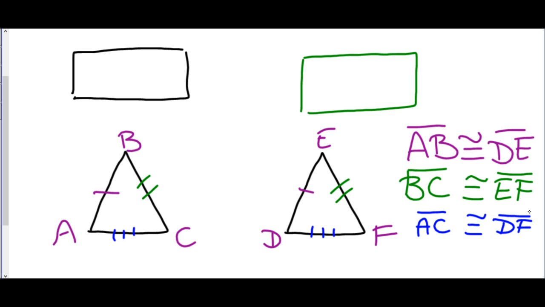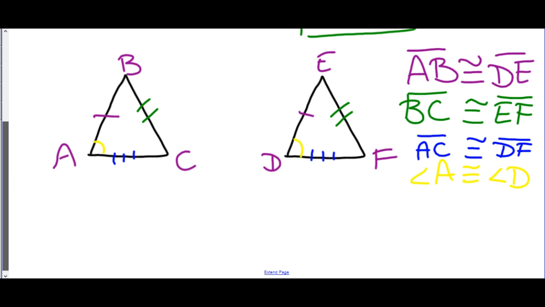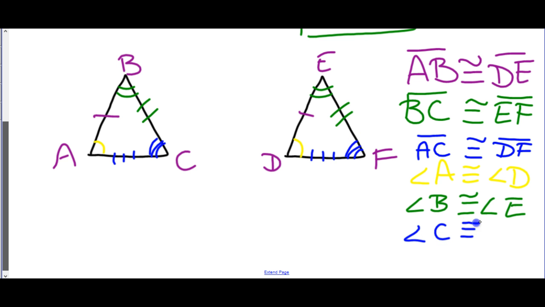What about all the angles? We also have to mark the angles and see if those match. The only way this is congruent is if all the sides are the same and all the angles are the same. So if I put that little kind of circle thing, then that's saying angle A is congruent to angle D. If I put two marks, then angle B would be congruent to angle E. And if I put three marks, then angle C would be congruent to angle F.